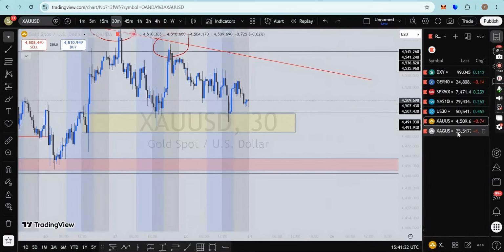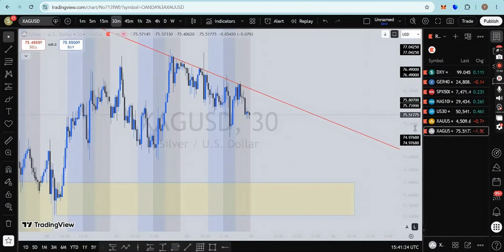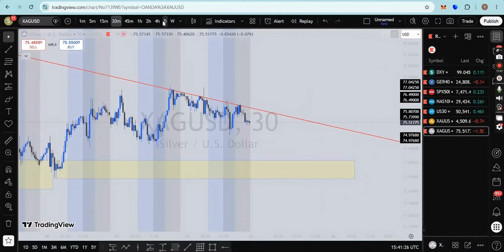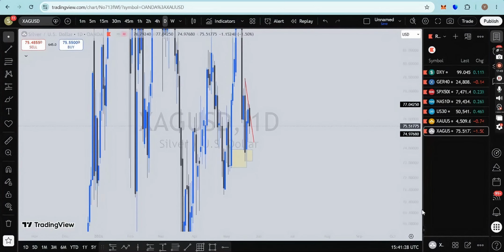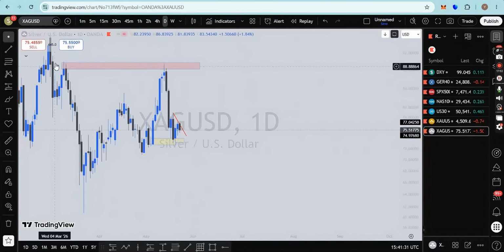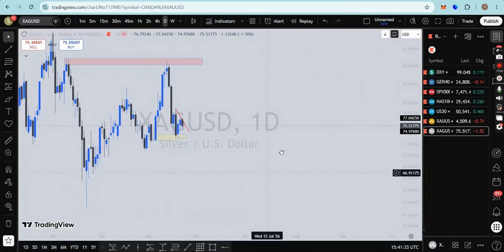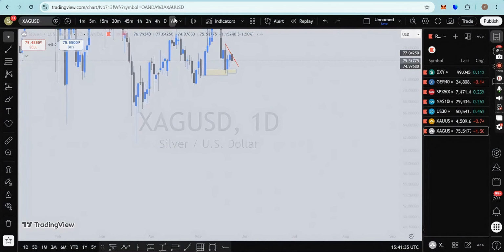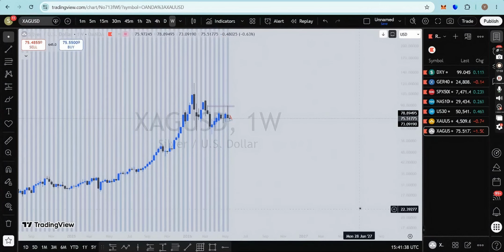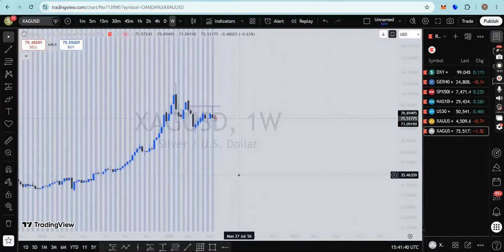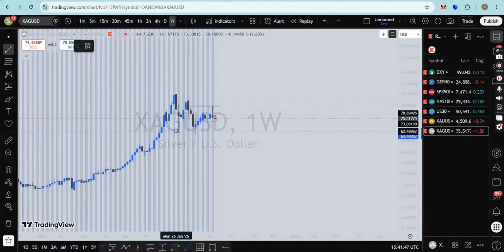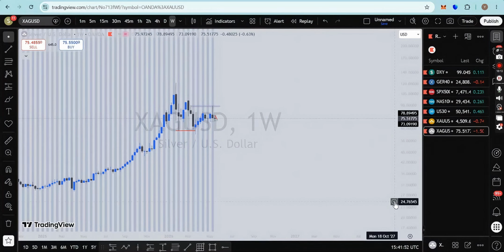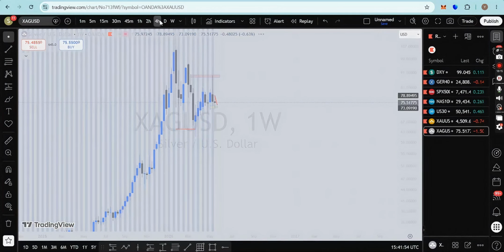Then let's go on to silver. Silver is doing the same thing as gold has been doing, correlating. Look at this resistance, price resisted from that zone. If you go to the weekly time frame, you can see we have been bullish, but price broke this zone. So can we say we are bearish on silver? I don't want to say we are bearish because I'm not bearish on silver.